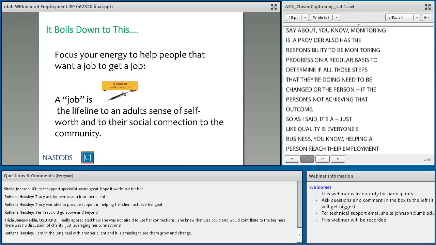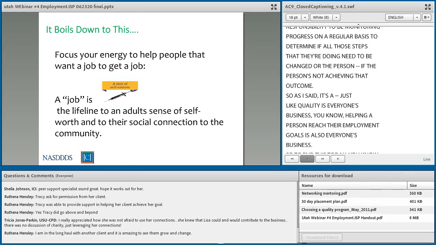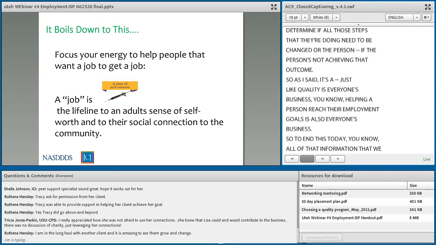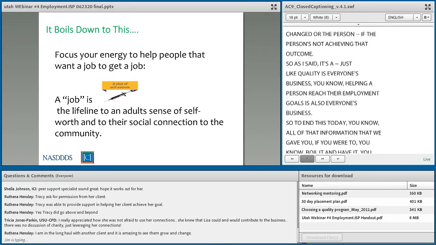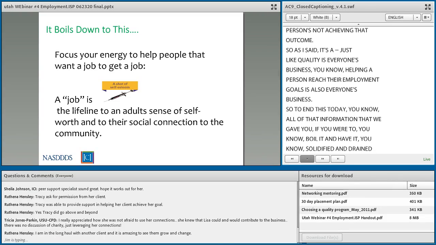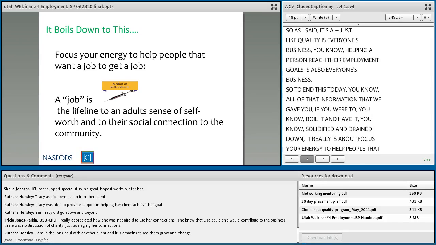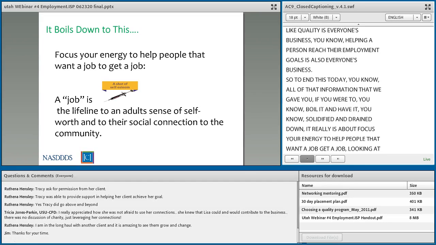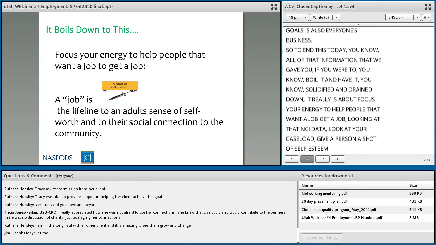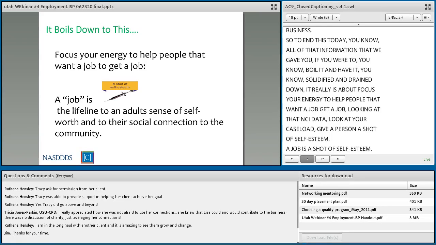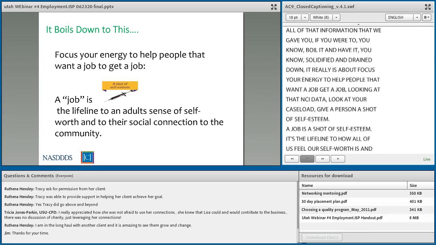So to end this today, all of that information that we gave you, if you were to boil it down, it really is about focusing your energy to help people that want a job get a job. Look at that NCI data. Look at your caseload. Give a person a shot of self-esteem. A job is a shot of self-esteem. It's the lifeline to how all of us feel our self-worth, and it's also how many, many of us made the social connections that we have in the community.